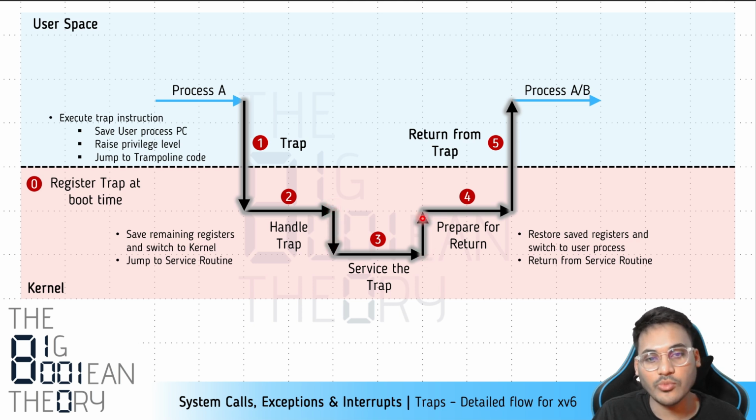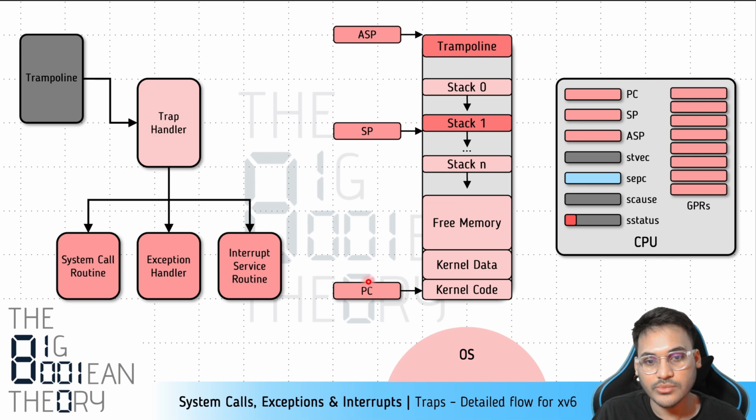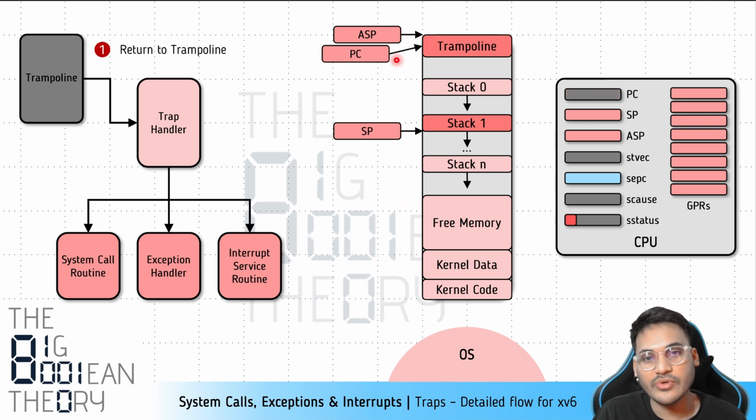Let's go back to the trampoline, right? Because that is where the logic to switch from the kernel to the user process is. So the reverse of this step, that is, jump to service routine, is to return from the service routine to where? To the trampoline code, right? This is where we are executing now. We have just finished the execution of one of these service routines and we need to go back here. So we return to the trampoline.